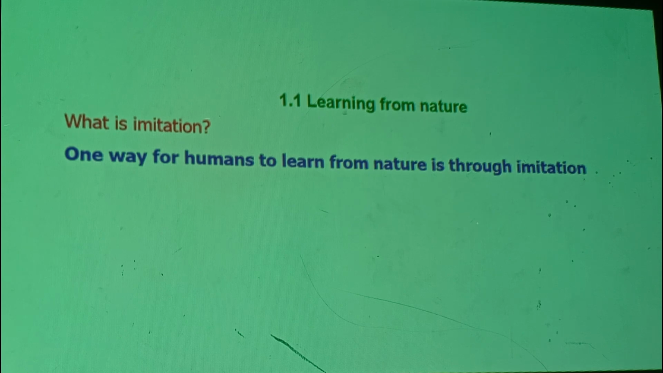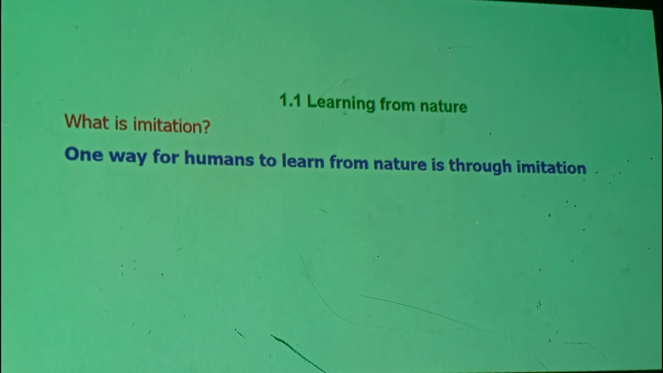What is imitation? One way for humans to learn from nature is through imitation. What do we imitate? Living and non-living organisms. If we are talking about imitation of nature, we have to imitate living or non-living things. Therefore, imitation of nature.